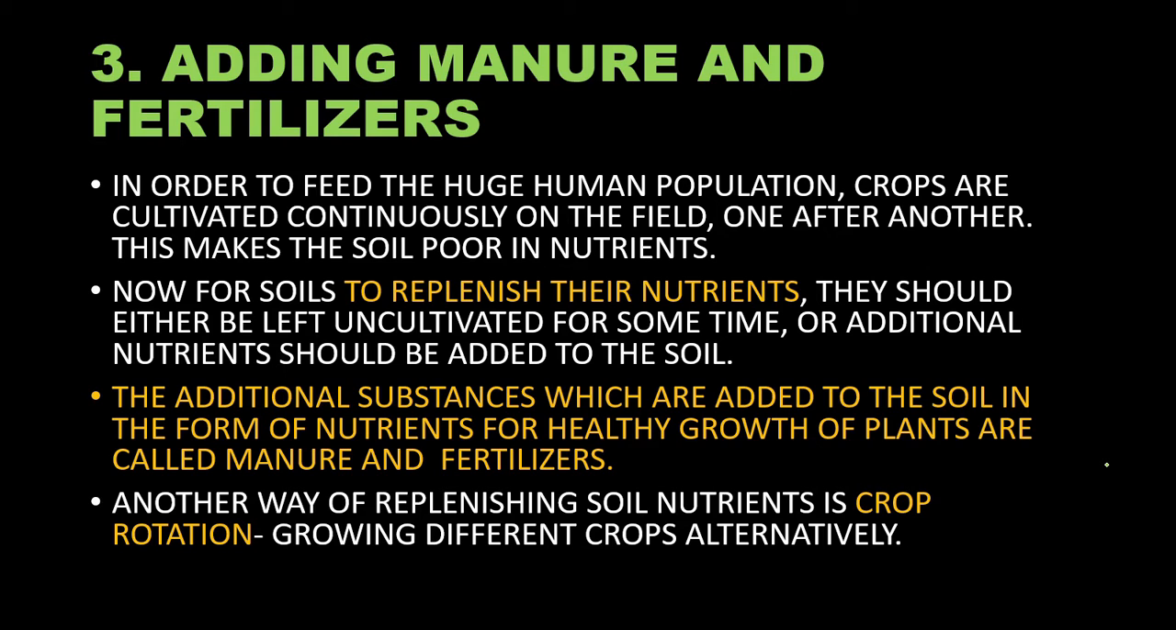The next step is adding manure and fertilizers. In order to feed the huge human population, crops are cultivated continuously on the field, one after another. This makes the soil poor in nutrients. Now, for soils to replenish their nutrients, they should either be left uncultivated for some time or additional nutrients should be added to the soil. The additional substances which are added to the soil in the form of nutrients for healthy growth of plants are called manure and fertilizers. Another way of replenishing soil nutrients is crop rotation, that is, growing different crops alternatively.